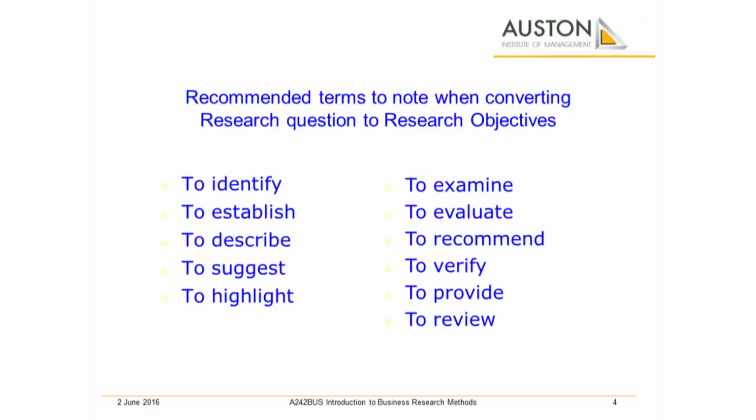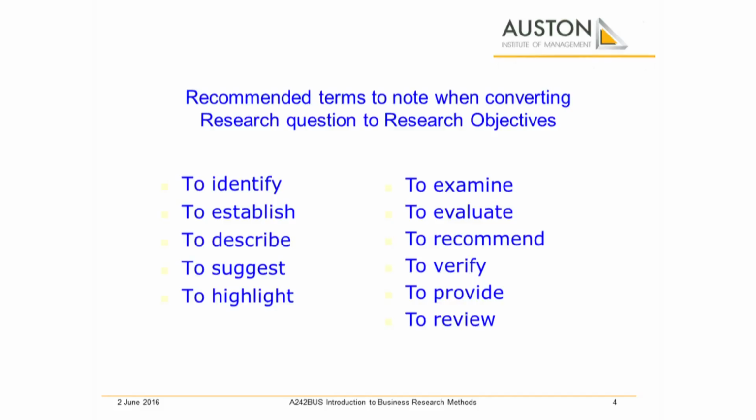Next, how do I work on a research objective? How do I actually write a simple research objective? Now, we have to start with some key terms. If you look at the next slide, it says recommended terms to note when converting research questions to research objectives. These are the key terms that you have to take note of. An objective must, or it's good to, start with something. Why am I asking this question? Because I want to achieve something.